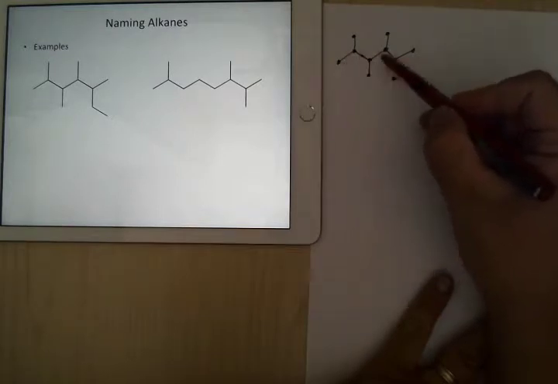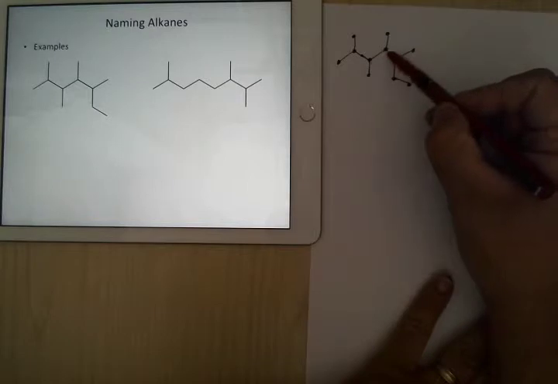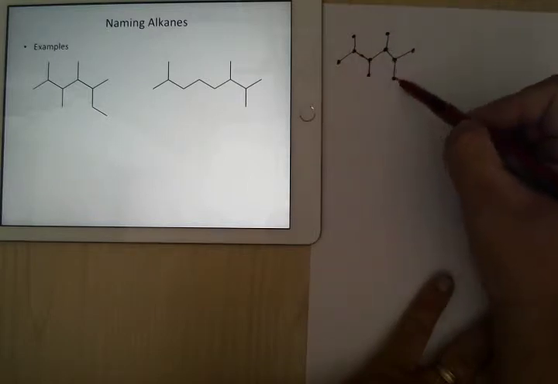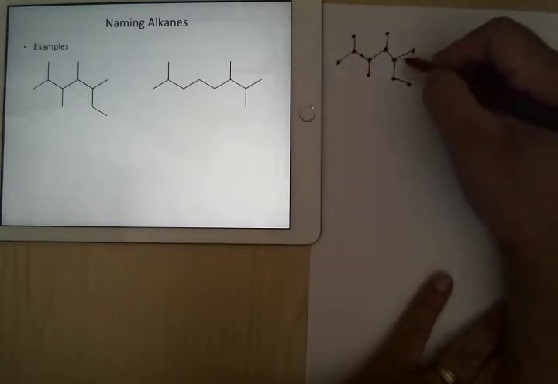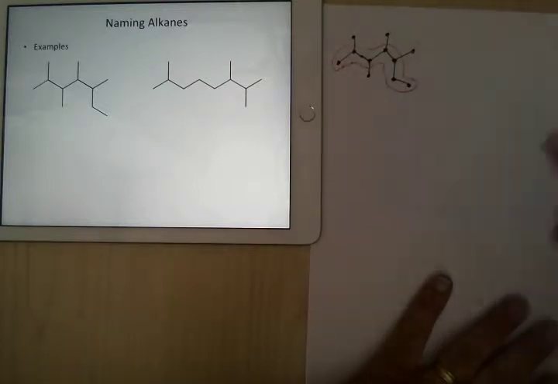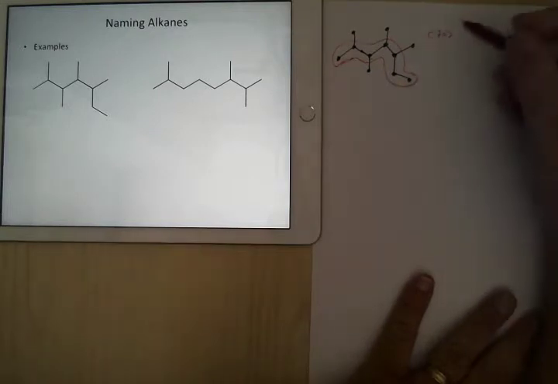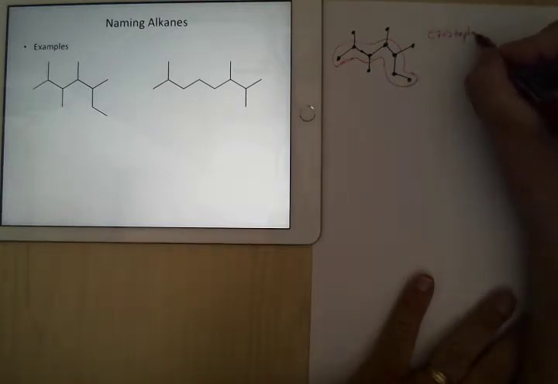1, 2, 3, 4, 5, 6. 1, 2, 3. 1, 2, 3, 4. 1, 2, 3, 4, 5. 1, 2, 3, 4, 5, 6, 7. So we have a 7 carbon main chain, C7. If you look at your chart, it'll be a heptane.